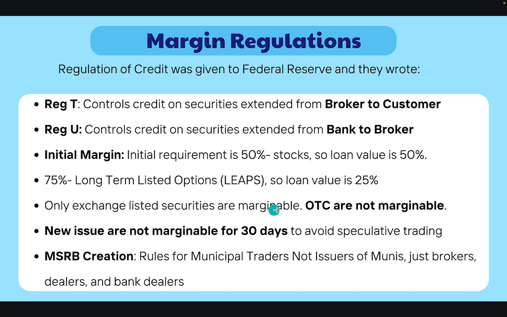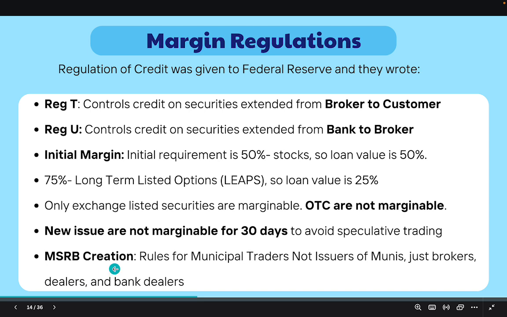Only exchange-listed securities are marginable. Over-the-counter are not marginable. New issues are not marginable for 30 days to avoid speculative trading. That makes sense. New issues, 30 days before we have a bunch of speculative trading taking place. MSRB creation: rules for municipal traders, not issuers of munis, just brokers, dealers, and bank dealers. Brokers, dealers, bank dealers have to abide by these rules.